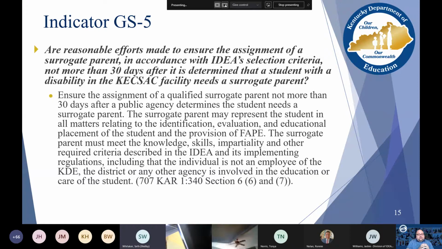That's part of my job, is to make sure that children are represented appropriately and receive the services to which they're qualified. So again, ensure that a child has the surrogate parent that they're entitled to, and that is appropriate under law.